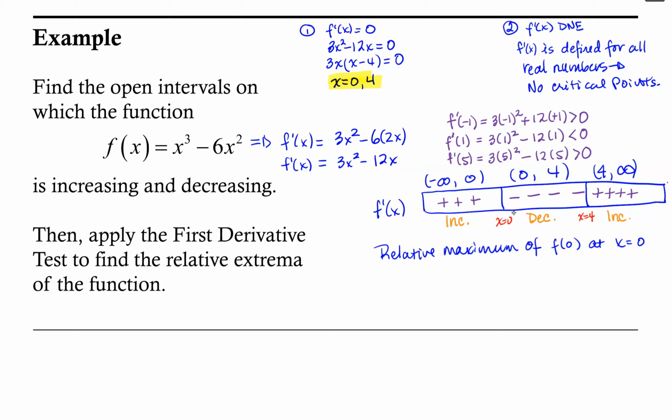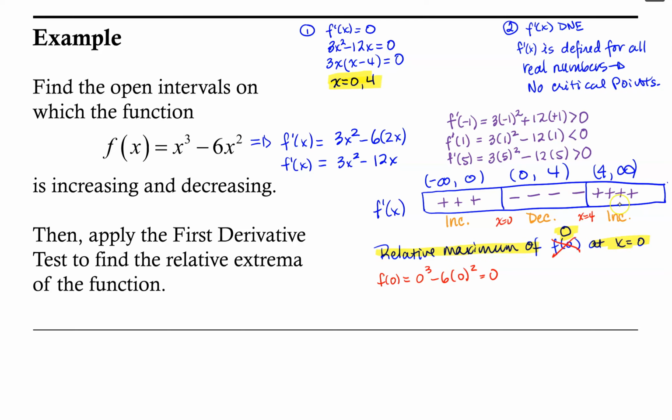Well, what is f of 0? Let's go ahead and find that. So f of 0 is 0 cubed minus 6 times 0 squared, which is 0. So we're going to replace that f of 0 with its numerical value, 0. So there is a relative maximum of 0 at x equals 0.